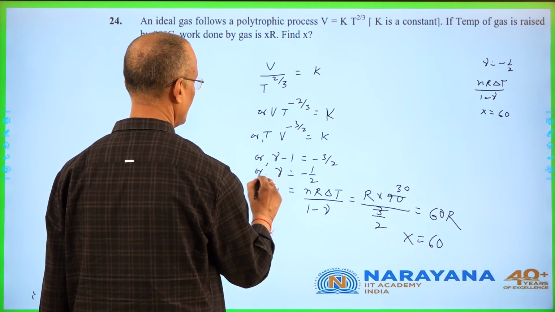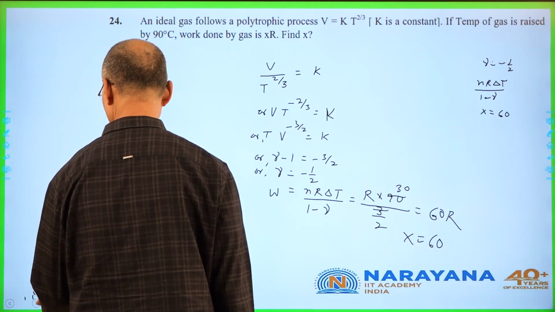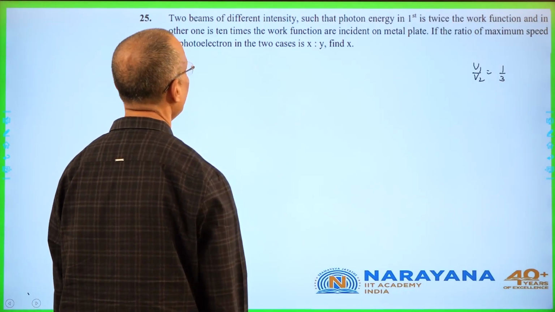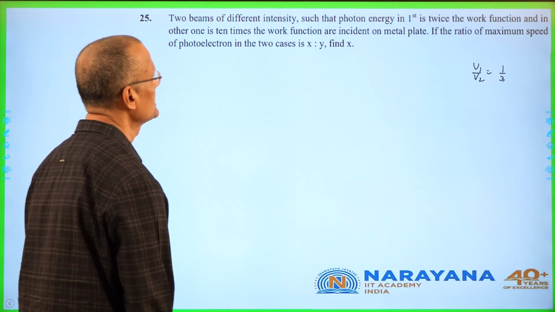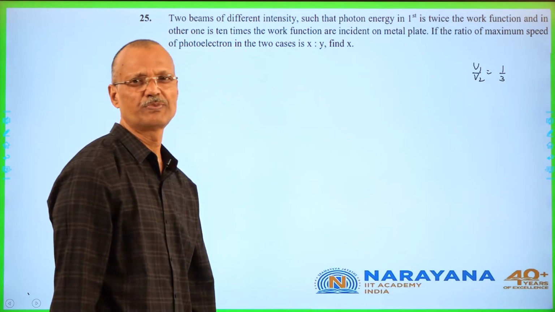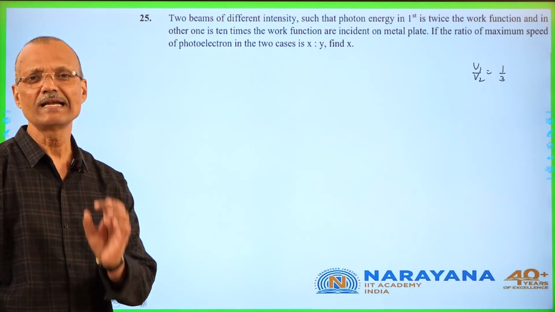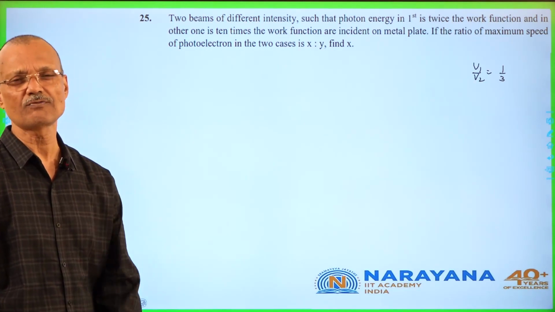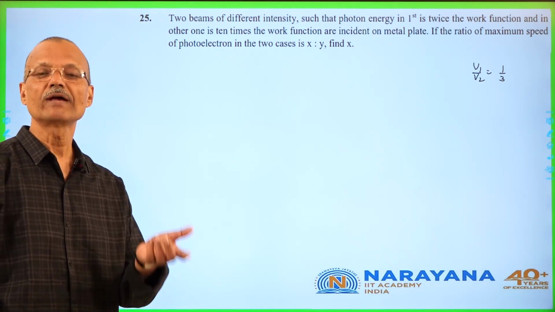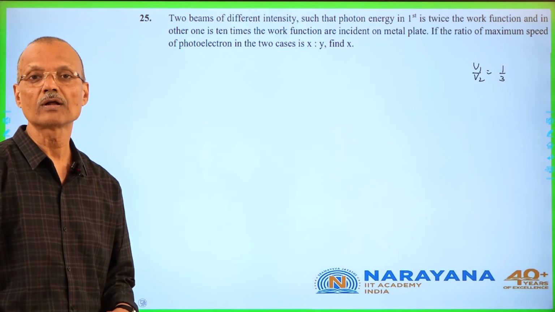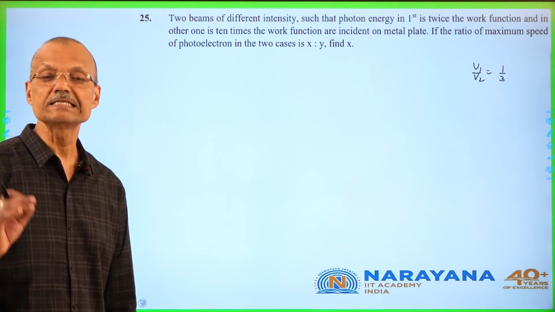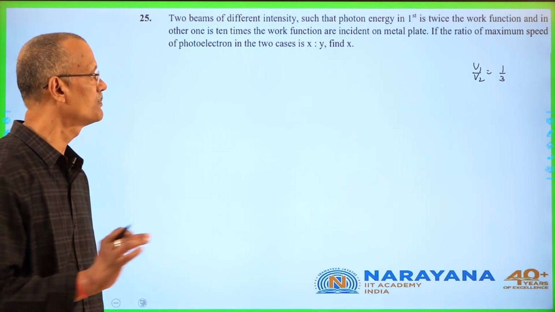Clearly. Okay, now let us move to next question, number 25. Two beams of different intensity such that photon energy in first is twice the work function. Ratio of maximum speed. But speed or kinetic energy depends only upon frequency of incident EM radiation. It does not depend upon intensity. Number of emitted photoelectrons or photoelectric current strength depends upon intensity. So intensity does not play any role in this particular problem.